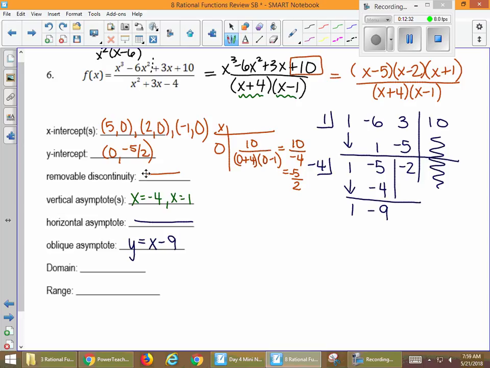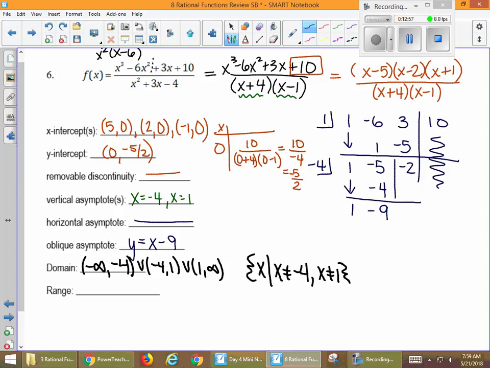Domain and range are going to be a little easier on this one. Domain, we're only going to exclude our 2 vertical asymptotes. So negative infinity to negative 4, negative 4 to 1, and 1 to infinity. Or x such that x cannot equal negative 4 and x cannot equal 1.